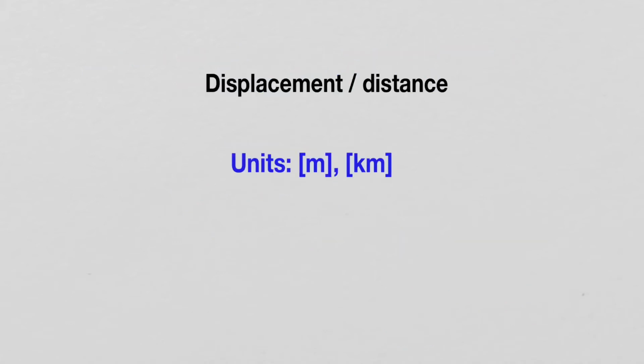The units for displacement and distance are the units of length, meter or kilometer, depending on the distance that's being measured. The base unit, of course, is meter, and for our calculations, typically we are going to have to convert any distances from whatever unit they are given to meters in order to get the results correct.